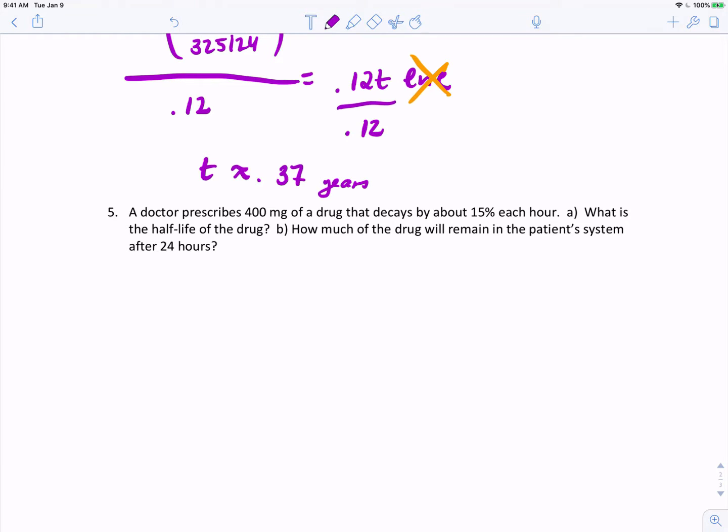For our last problem, a doctor prescribes 400 milligrams of a drug that decays by about 15% each hour. What is the half-life of the drug? How much of the drug will remain in the patient's system after 24 hours?